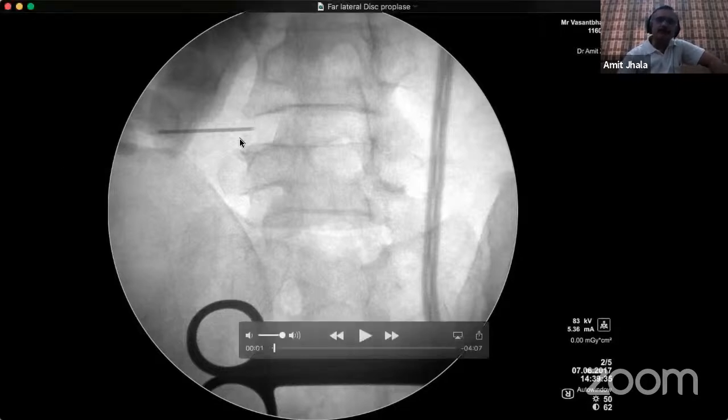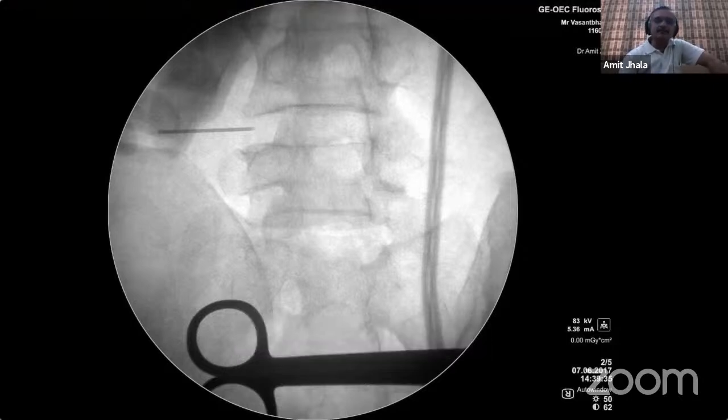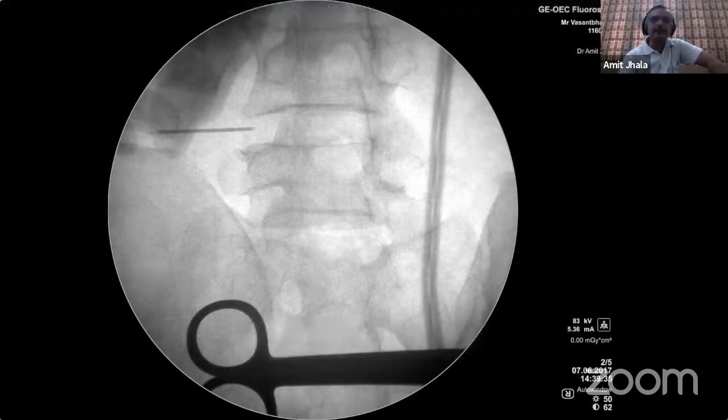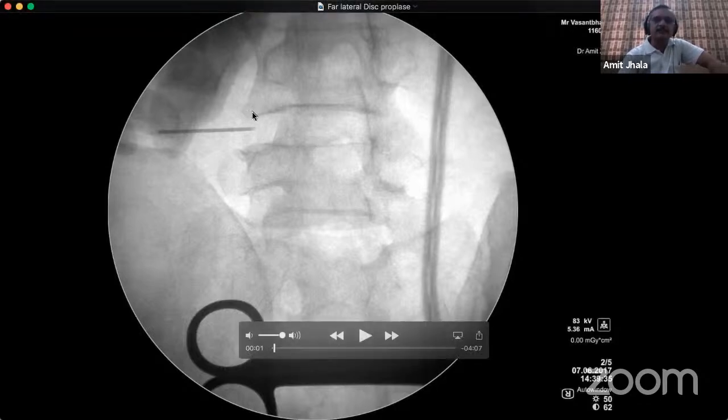Usually the extraforaminal disc is lying lateral to the facet joint. That is where the extraforaminal disc would be. So the patient is usually in a prone position. The incision is marked around 3 to 4 centimeters lateral to the spinous process. And what I would do is tilt the C-arm around 20 to 30 degrees. See this part.